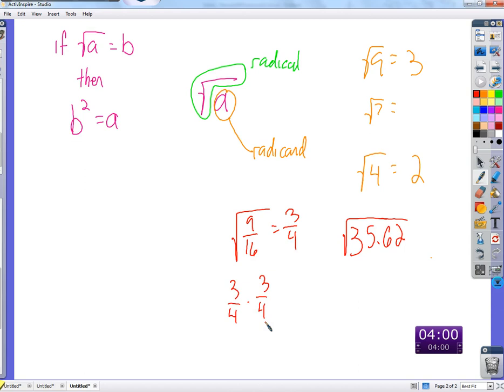There is the square root of 9/16 also. Okay. So there are some numbers that just don't work. How about 0? Can you take the square root of 0? Is there a number that multiplies by itself to give 0? No.